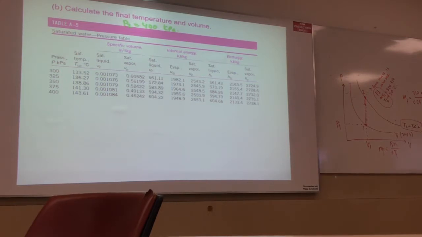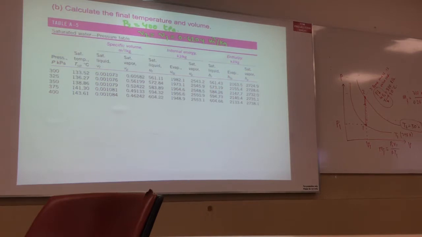What is the final volume? Tell me. V1 and V2 are the same, right? Yes. V1 and V2 are the same. No, 0.62. 0.6204 meter cube per kilogram.